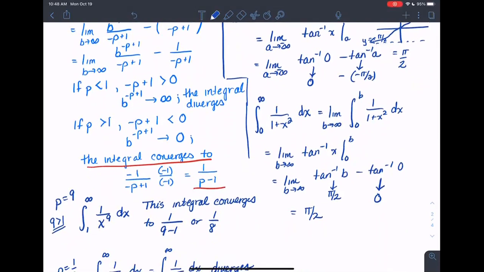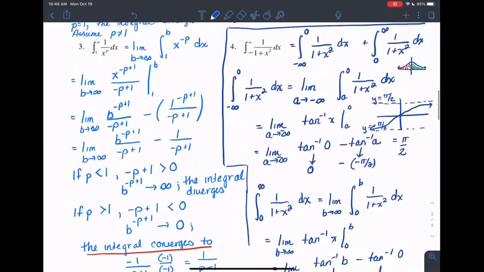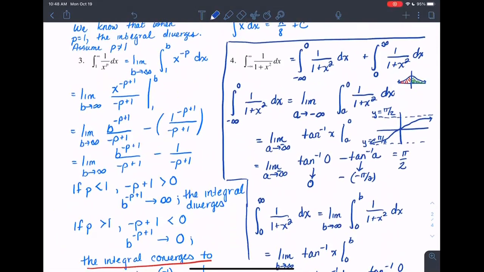Our original big integral that went from negative to positive infinity converges to pi over 2 plus pi over 2, or pi. So lots of work there.